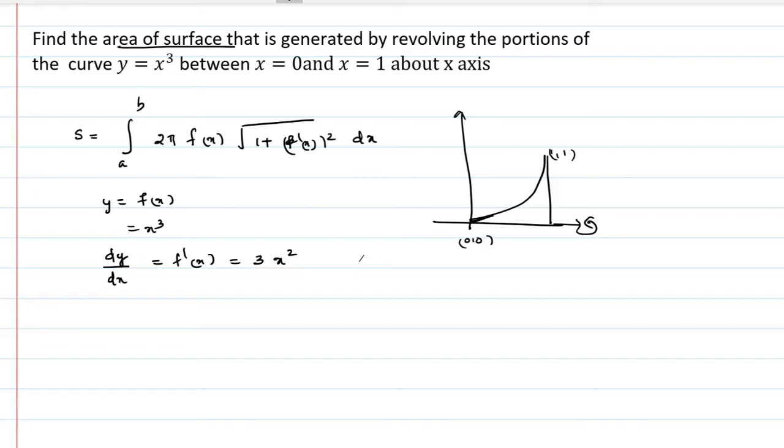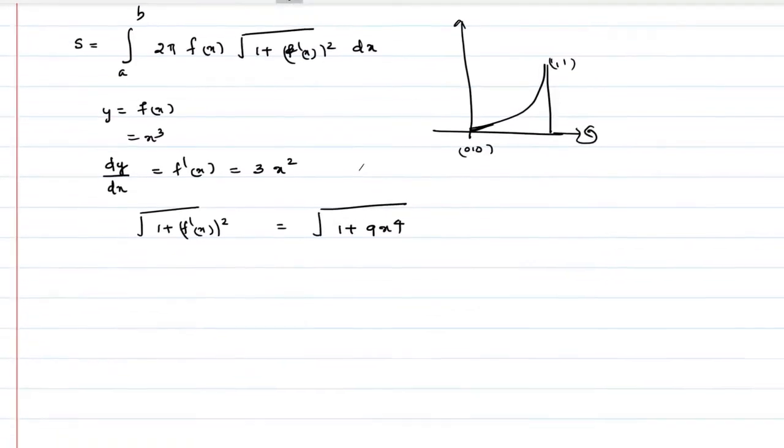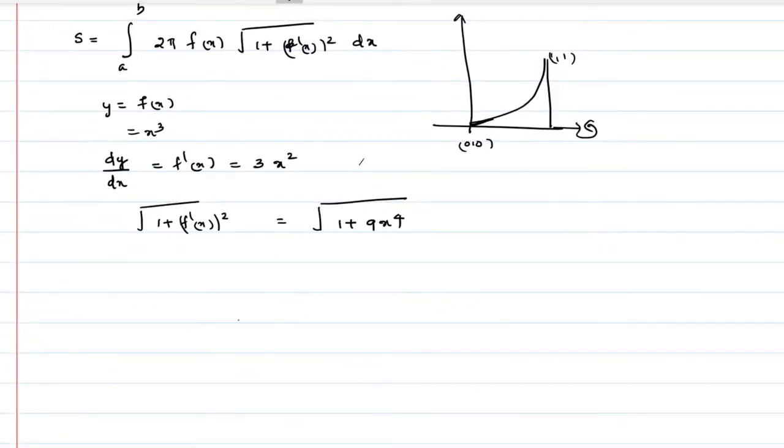Then the radical: we need to find root of 1 plus f dash x square, which is equal to root of 1 plus 9x raised to 4. Is it right? So we have got everything in the formula. So we will substitute to get the answer. Then what is S? S is equal to integral from 0 to 1, right? 0 to 1.